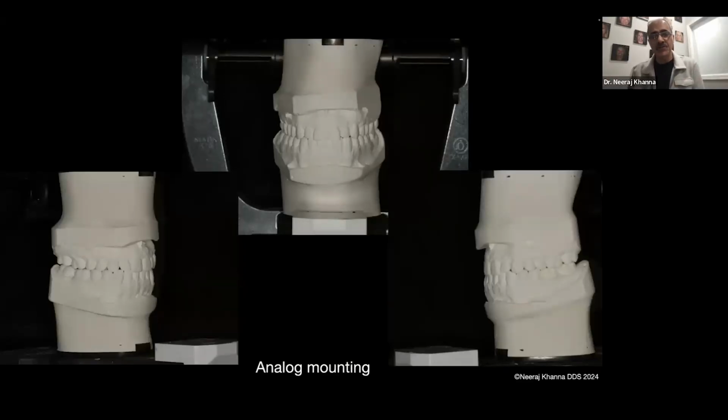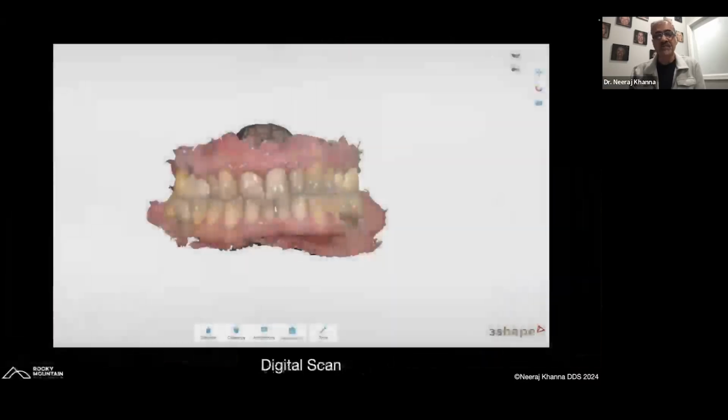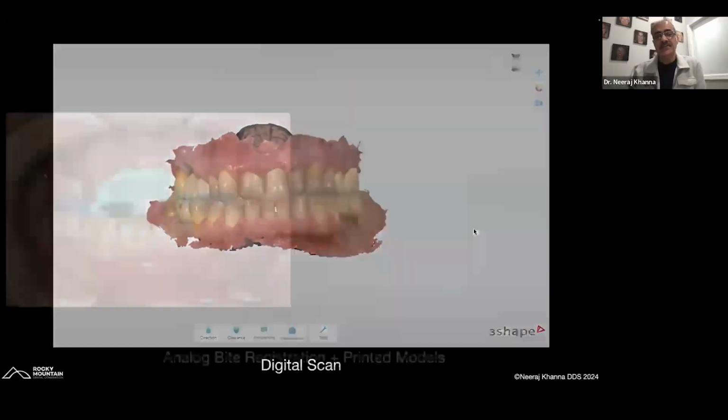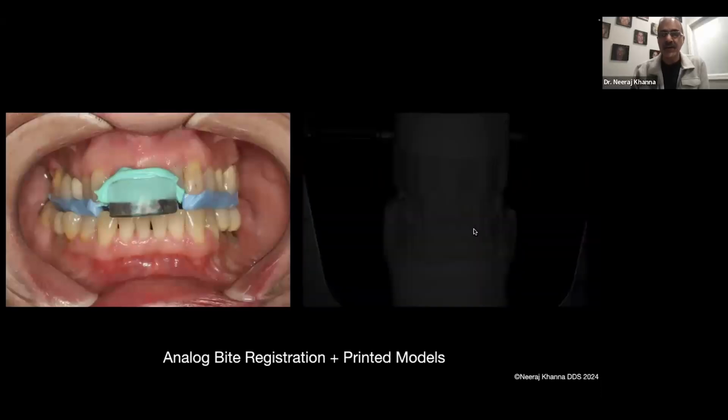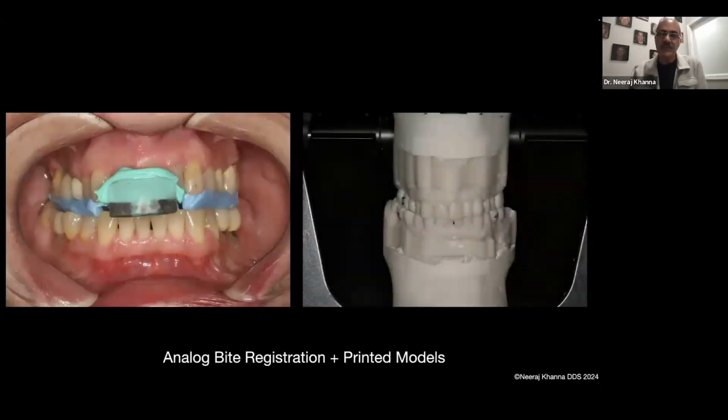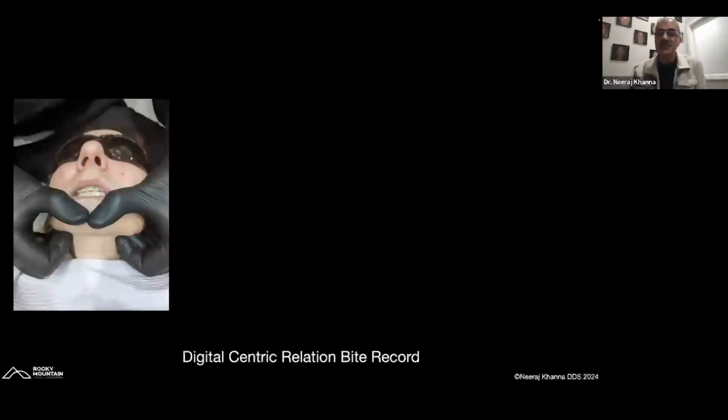I know a lot of you are now doing a lot of digital work, and I think that's terrific. And so you can scan the same arches. You can still take the CR record in the analog way, but we can print the models now, and we can still mount it on a semi-adjustable articulator. And then lastly, if we're going to do it completely digital, then we want to make sure we record centric relation so that we can take a digital bite scan.